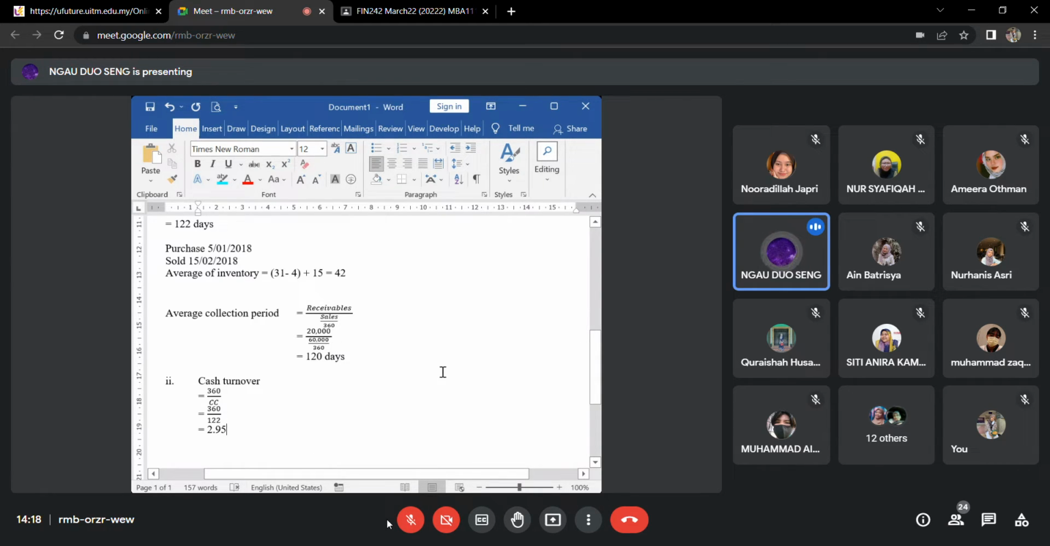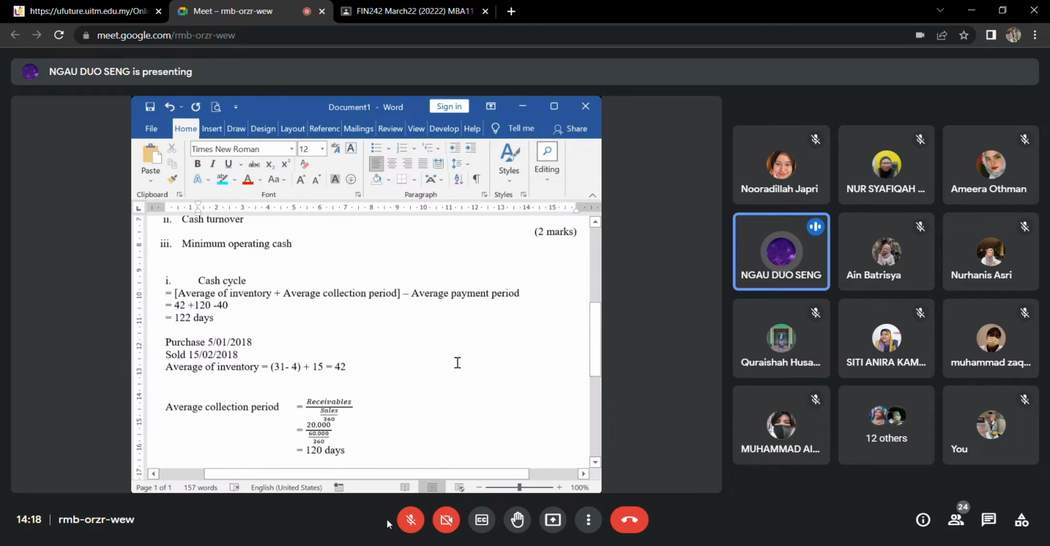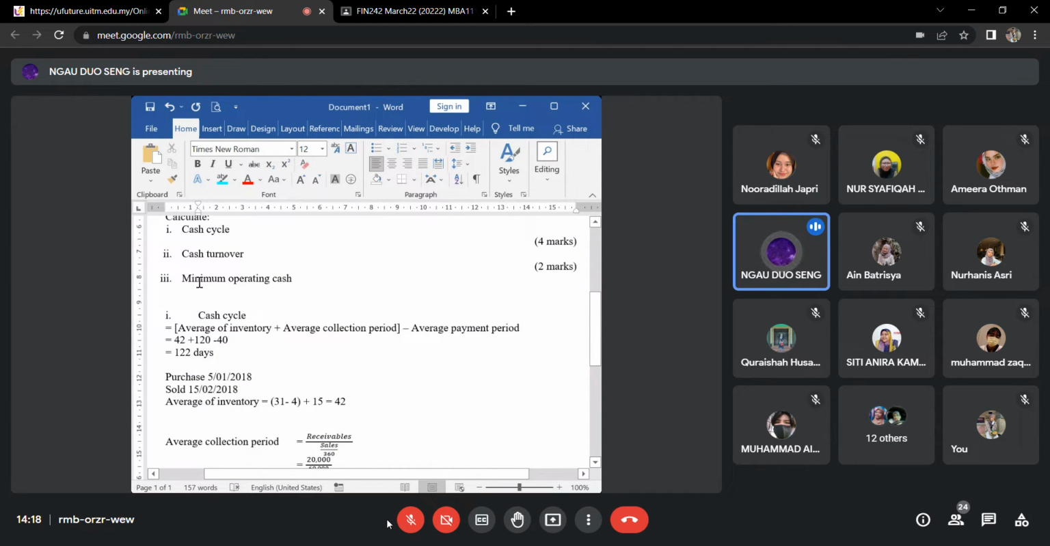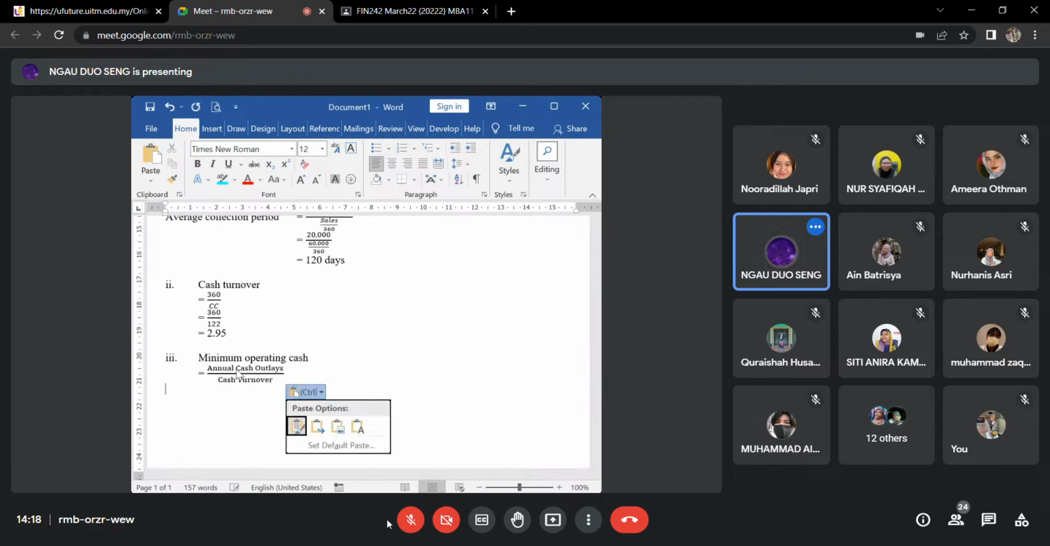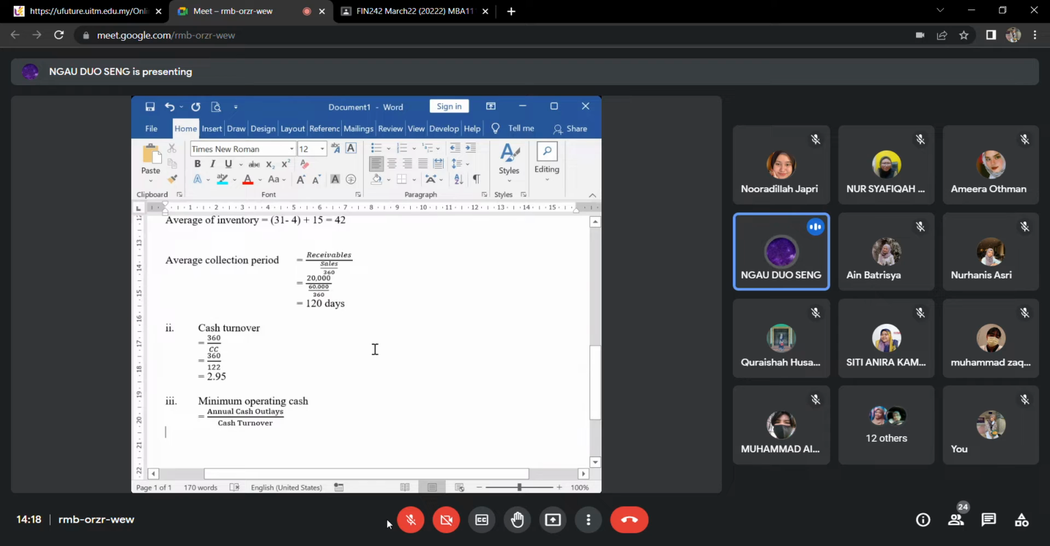Alright, okay. Next we have number 3, minimum operating cash. Same thing, minimum operating cash. We need to first know the formula. So we just calculate lah. We just copy the formula. Minimum operating cash adalah annual cash outlay bahagi dengan cash turnover.